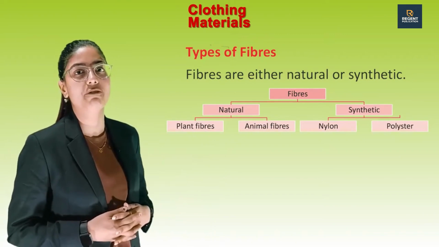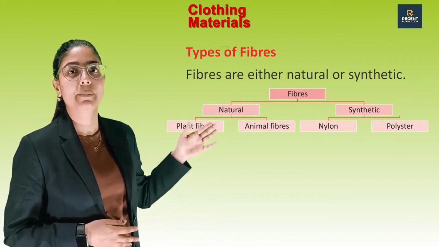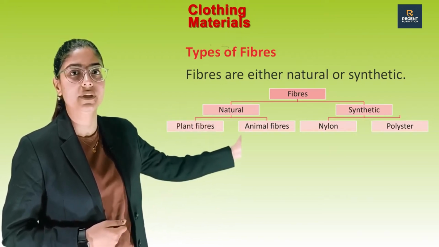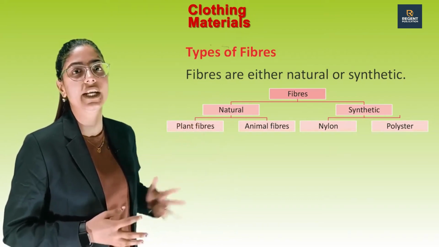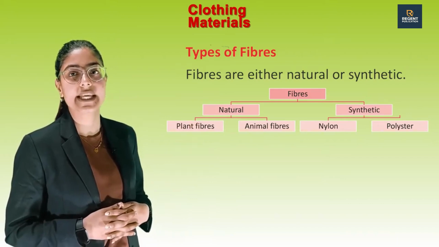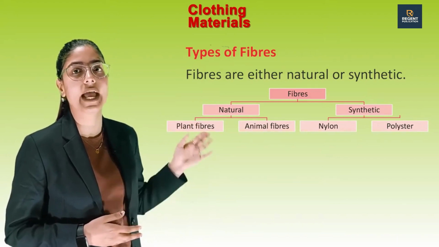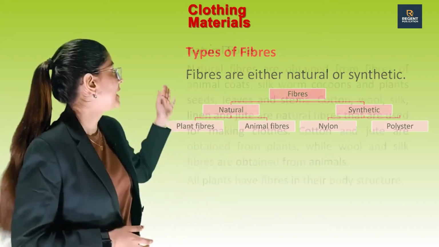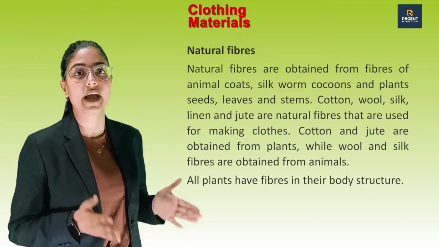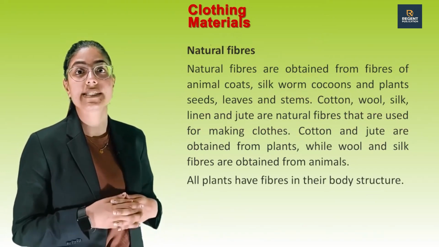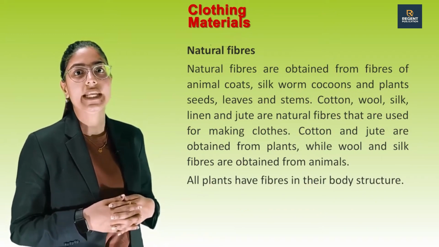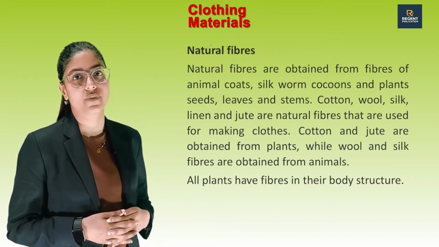See this flowchart for better understanding. Fiber is divided into two, natural and synthetic fiber. Natural fiber is further divided into plant fiber and animal fiber, whereas synthetic fiber is divided into nylon and polyester. Natural fibers. Natural fibers are obtained from animal coats, silkworm cocoons and plant seeds, leaves and stems.